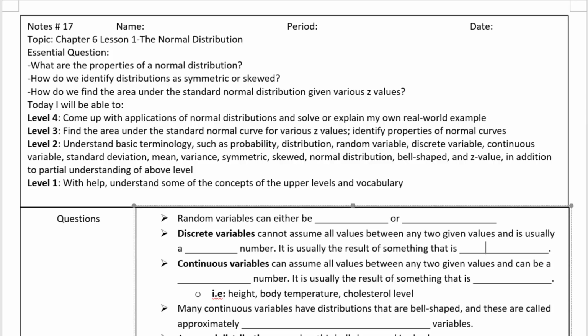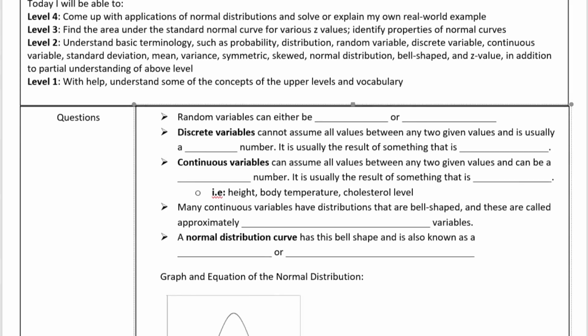and then we're going to look at how we identify distributions as symmetric or skewed, which we talked about before, but we're going to quickly review that. And then we're going to focus on finding the area under the standard normal curve given various z values. This will make more sense later on. Alright, so now let's get started.